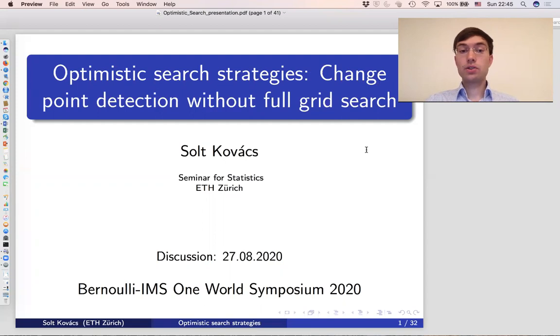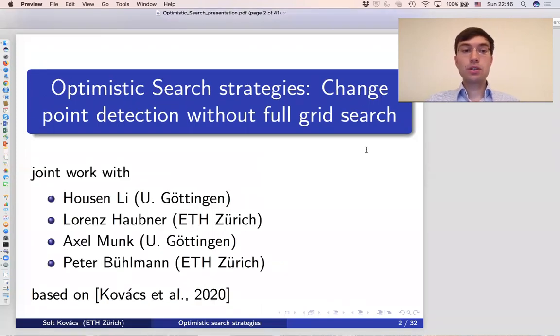I'm working at ETH Zurich, and today I'd like to talk about what we call optimistic search strategies. So this is about change point detection without full grid search. This is joint work with Hausen Lee, Lorenz Hartner, Axel Munk, and Peter Willmann, and the draft will be available on arXiv within a few weeks.